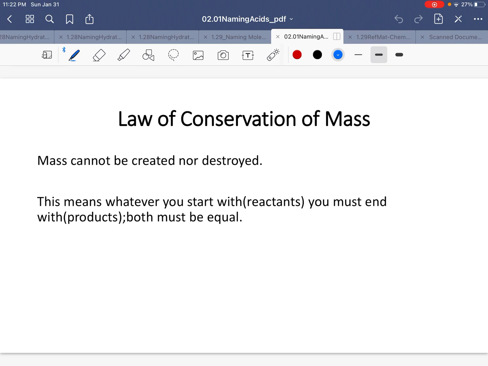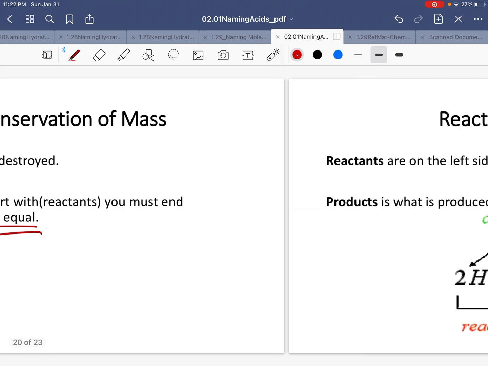So the way that we practice this is by balancing equations. So again, the law of conservation of mass states mass cannot be created nor destroyed. This is why both sides must be equal.